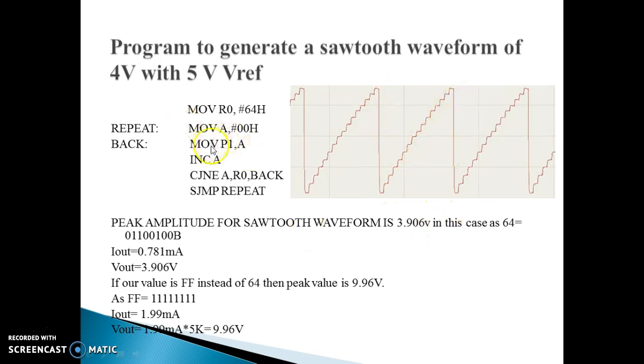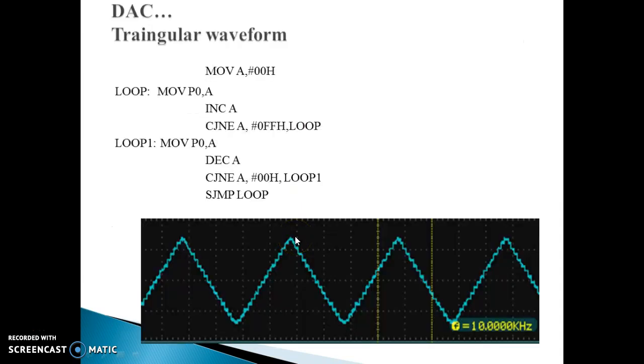If I wish to have some other value, say 10 volt instead of 4 volt, what would my value be? Instead of 64, it would be FF. Then I out would be 1.99 milliampere, and V out, if it is a 5K resistor, is 1.99 milliampere into 5K, so 9.96 volt. This is how you generate a sawtooth waveform.